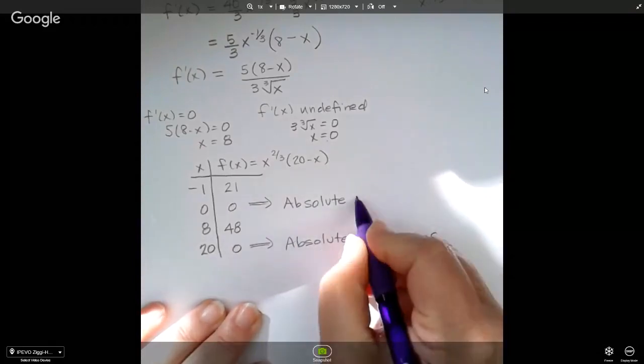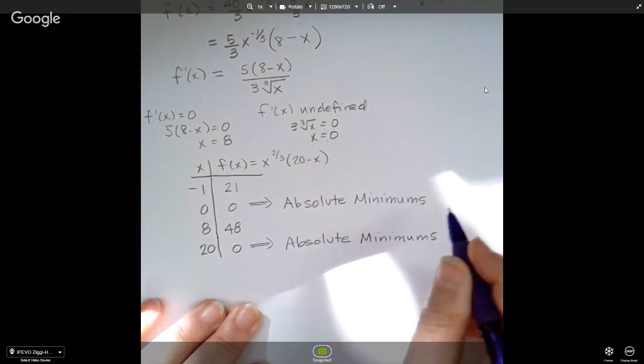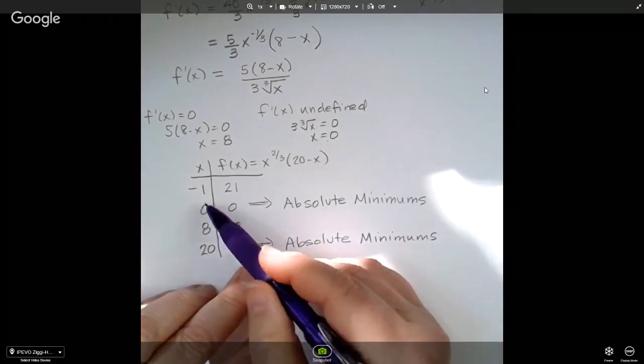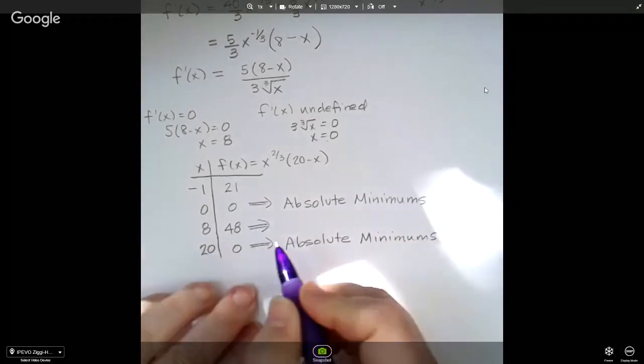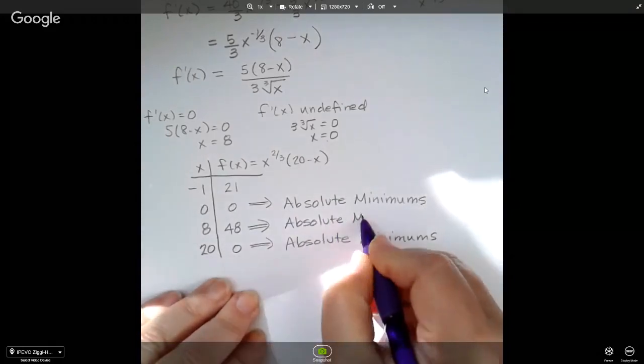Absolute minimums. Now, I said in the very beginning on my PowerPoint, you can have more than one absolute minimum if they're the same y value occurring at two different x's, so that's fine. And this number here, 48, obviously is the highest y value, so this will be our absolute maximum.